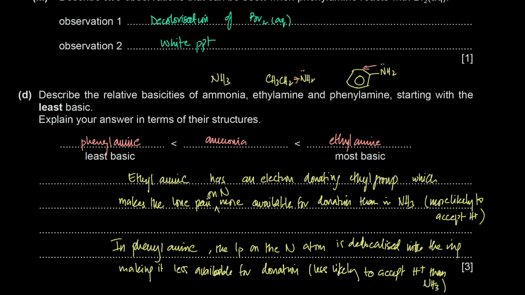In general, if you want to figure out what's more basic, wherever the electron density is increasing, the compound will be more basic, because it will more likely accept a proton. Whenever the electron density on the nitrogen decreases, the compound will be less basic. For acids it's the opposite. Electron withdrawal increases acid strength, electron donation decreases acid strength. For bases, electron donation increases base strength, whereas electron withdrawal decreases base strength.